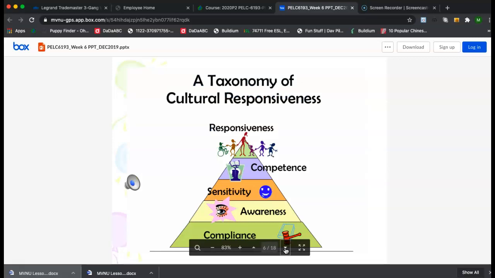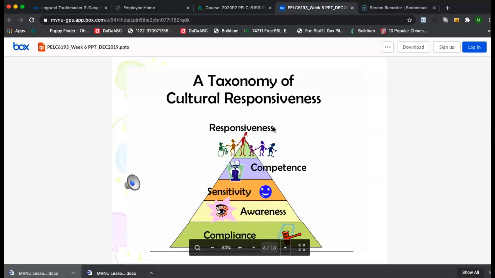A taxonomy of cultural responsiveness. And right now this is quite a hot topic in our country. Generally speaking, we are all aware of cultural differences. And some of us may be even sensitive to cultural differences. To be responsive to cultural differences, that's when you are saying, no, this is not right.